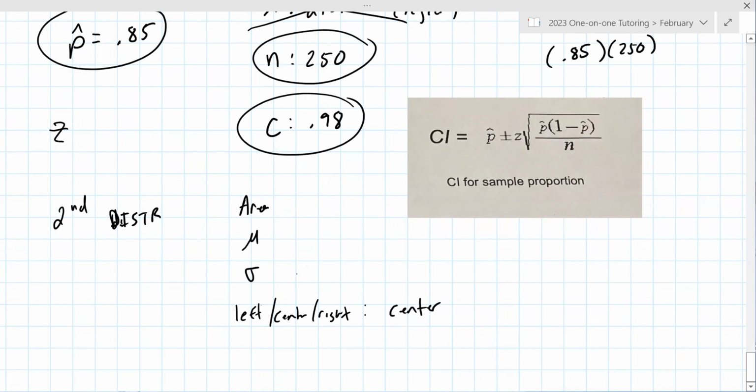And that value is the confidence interval of 0.98. Okay. I'm sorry, the area is 0.98. Let me back up there. The area is 0.98. The mean is 0 and the standard deviation is 1. So the 0 and 1 is used for what's called standard normal. So go ahead and calculate that and let me know what you come up with.